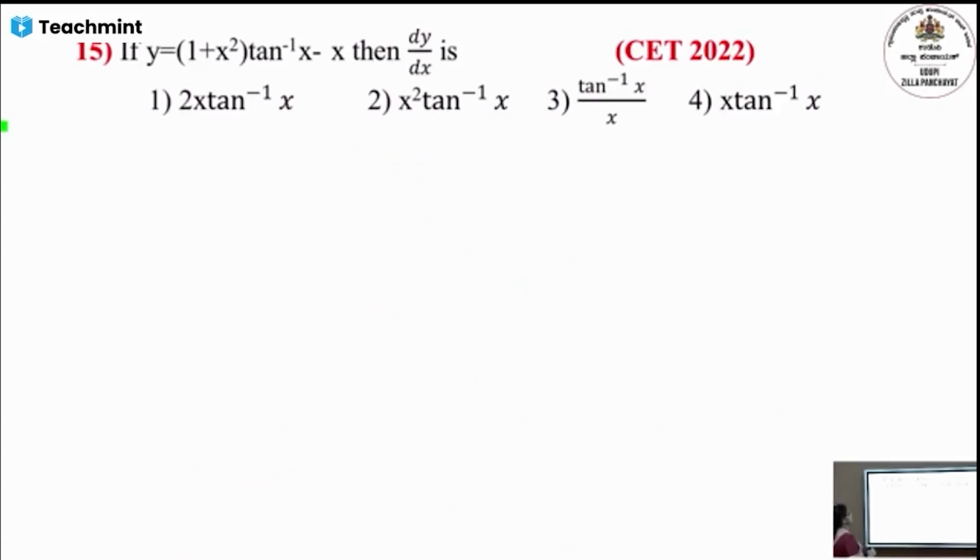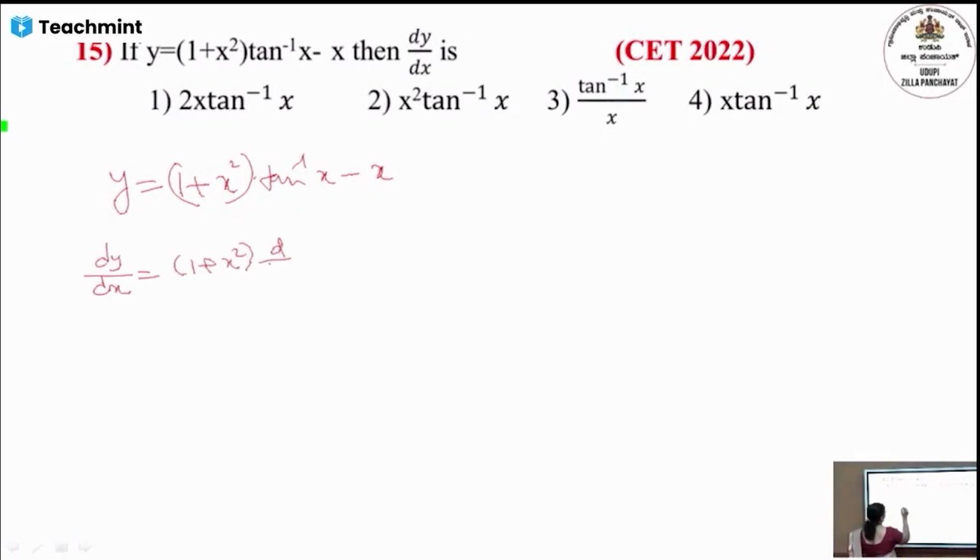Okay, next one. Here, can you see what is given? y is (1 + x²) tan inverse x minus x. Can you see that here I have to use the product rule? So what does the product rule say? U into derivative of V plus V into derivative of U. So the derivatives are there.